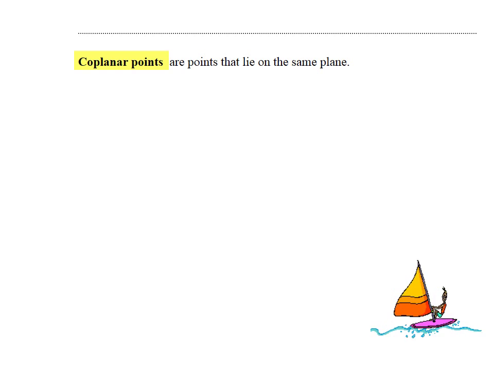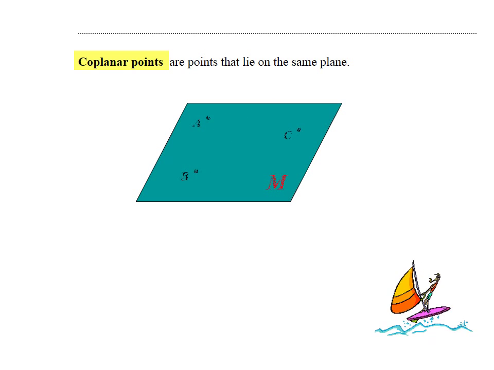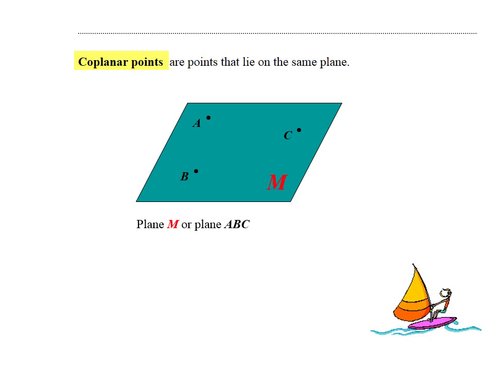Coplanar points are points that lie on the same plane. Notice in the word, it has co-plane, coplanar. Notice on this plane, there are 3 points, A, B, and C. Notice if I connect those dots, they would form a triangle. We can always name a plane by any 3 points that are not collinear. That means they could draw a triangle.